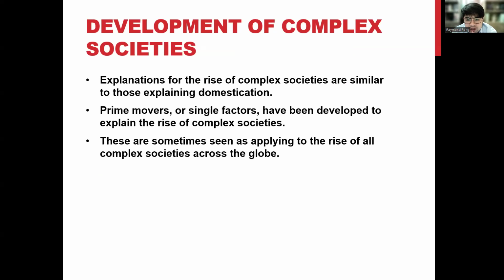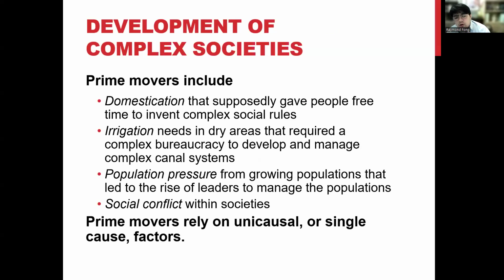So, explanations for the rise of complex societies are similar to those explained in domestication. Basically, we're going to talk about why societies became complex, and a lot of the explanations are very similar to the explanations for domestication. Prime movers or single factors have been developed to explain the rise of complex societies. They're sometimes seen as applying to the rise of all complex societies across the globe. So these are the prime movers, okay? And it's problematic, but we'll go into that in the next slide.